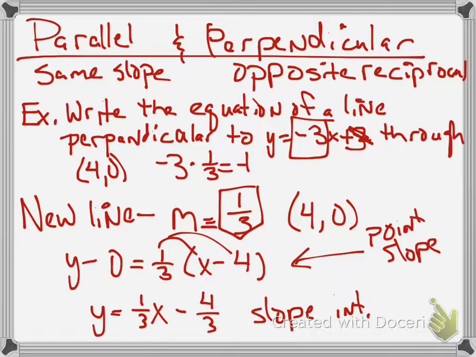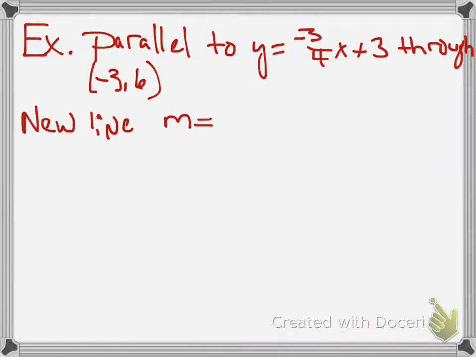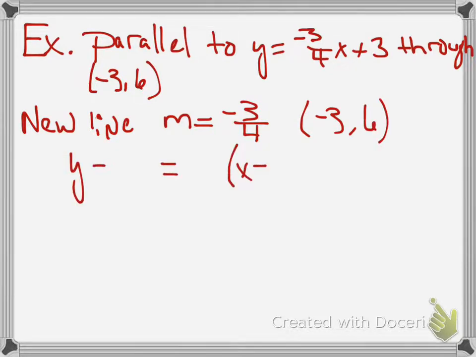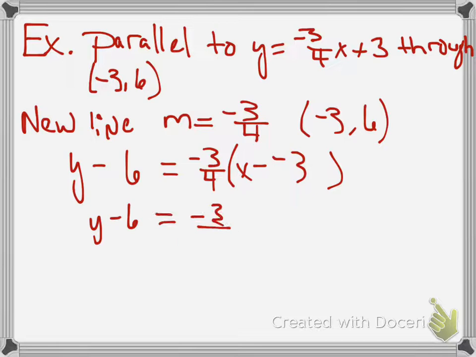How about parallel? Okay, so here I want to be parallel to y equals negative 3/4x plus 3 through the point negative 3, 6. So, again, the slope is going to be negative 3/4 because parallel means the same, and I'm using that point. Point slope form, y with y, x with x, slope in the middle. Negative 3 minus a negative 3, do not forget, is going to become positive. So negative 3/4 times x is negative 3/4 x. Negative 3/4 times 3 is minus 9/4. And then I can add 6.